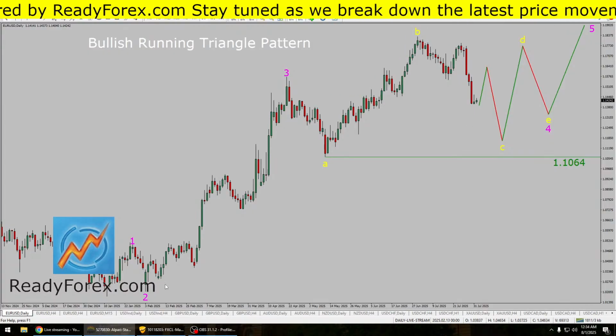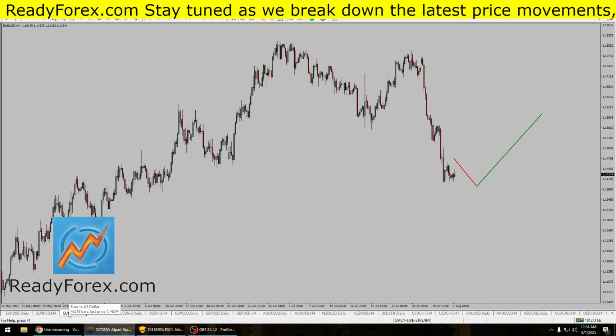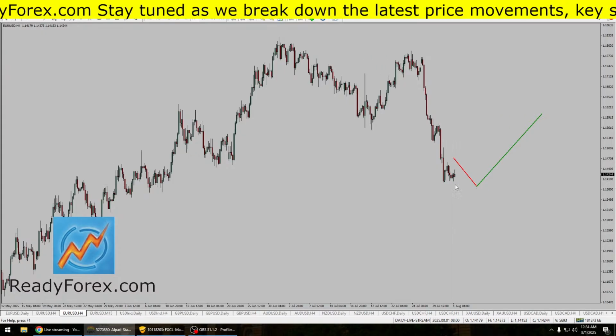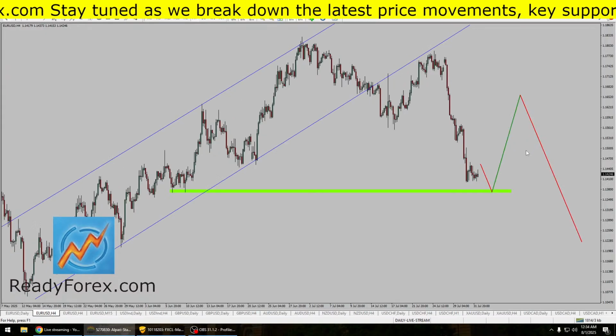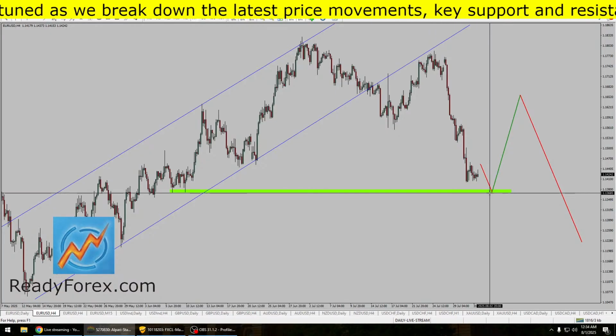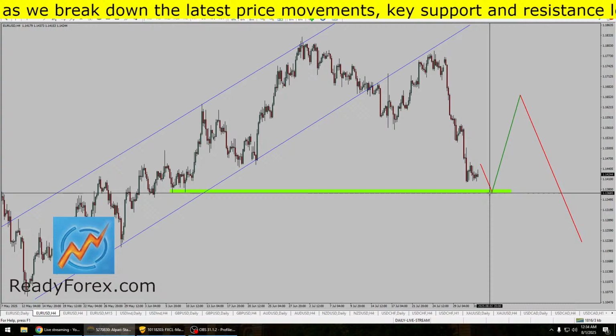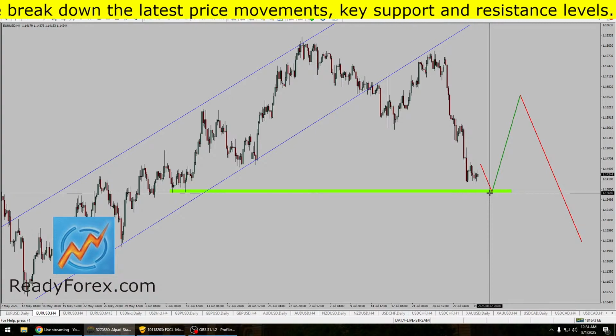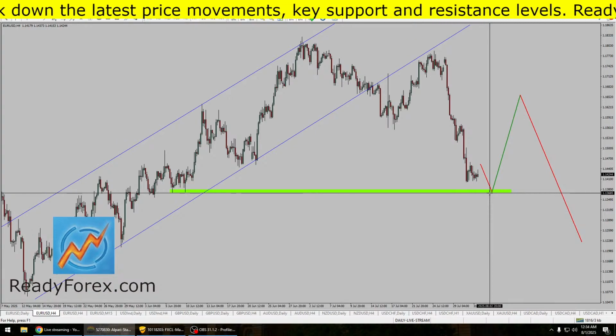So let's go back to the euro. Regarding the euro, I already told you that the euro is going to drop a little bit more, and somewhere around this area we're going to get a bottom in price action of the Euro USD currency pair.